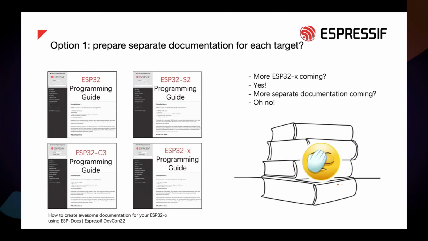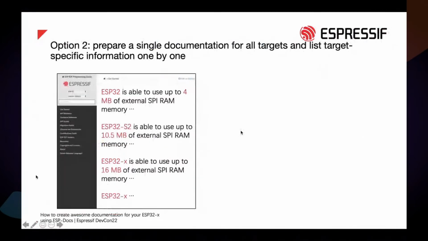So I would say no to this option. So option 2, prepare a single documentation for all targets and list target-specific information one by one. For example, when describing the external SPI RAM for each chip, you need to do it for each chip one by one. So ESP32 is able to use up to 4 MB of external SPI RAM memory, and S2 blah blah, and so on.